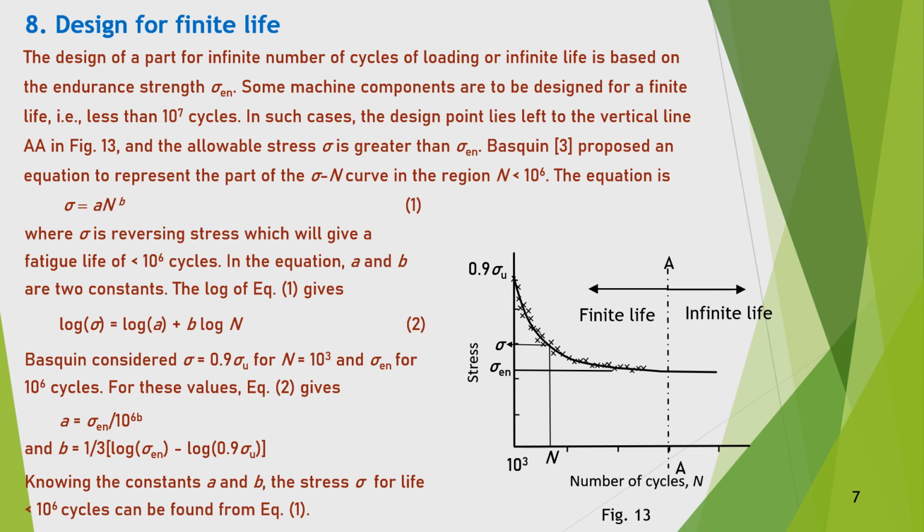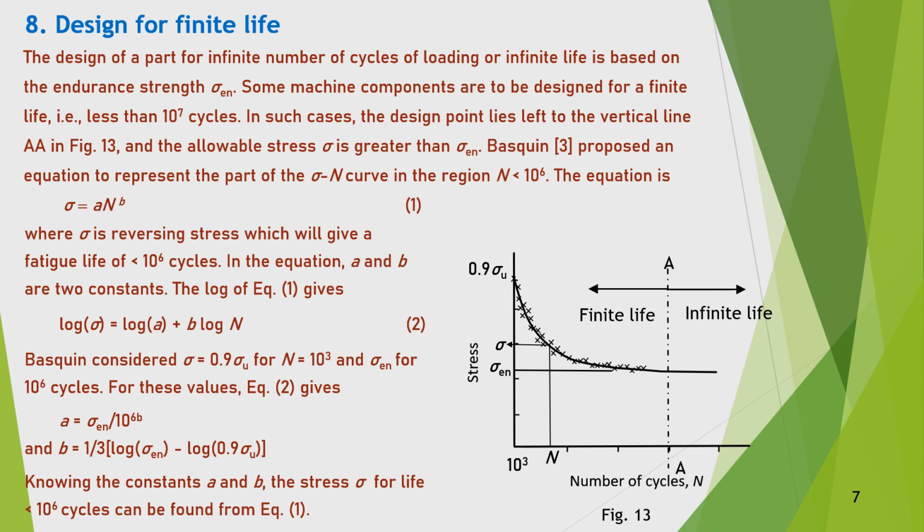However, some machine components are to be designed for a finite life, that is less than 10^7 cycles. In such cases, the design point lies left to the vertical line AA in figure 13 and the allowable stress sigma is greater than sigma en.